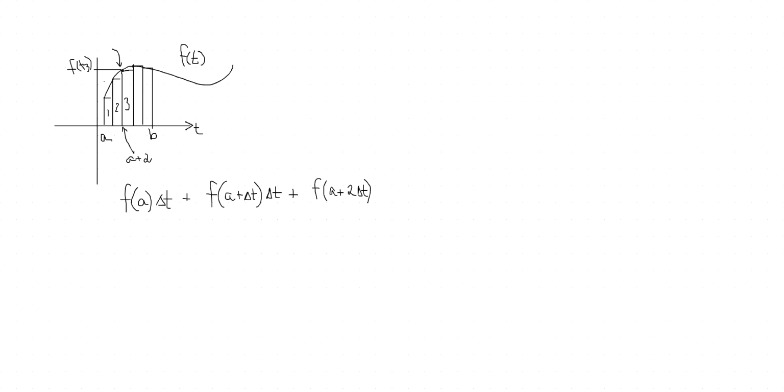Now we would continue, let's multiply again by the width of delta t. And remember that all of these terms are the areas of the rectangles. And we continue to write the expressions for the last 2 rectangles. And the sum of all of these terms would give me an approximation of the area between a and b under the curve f of t.